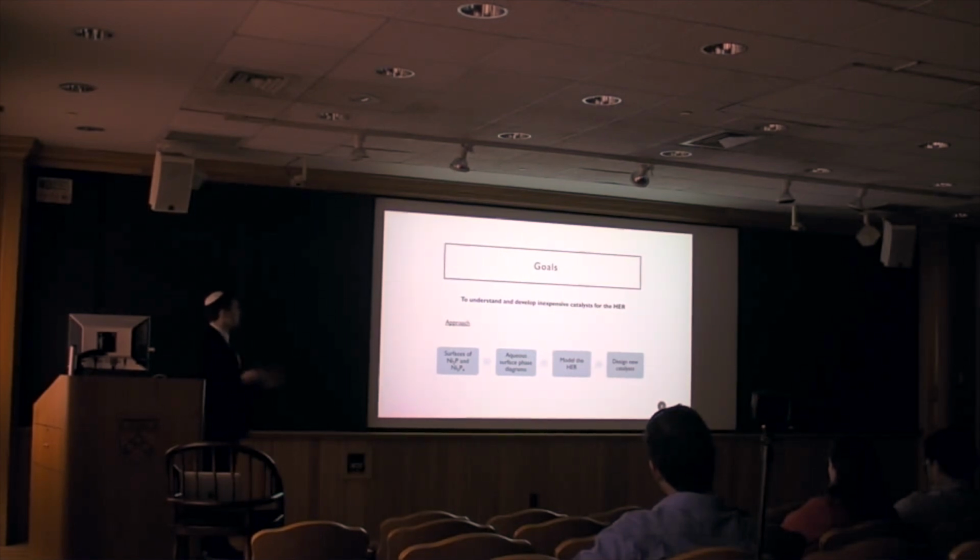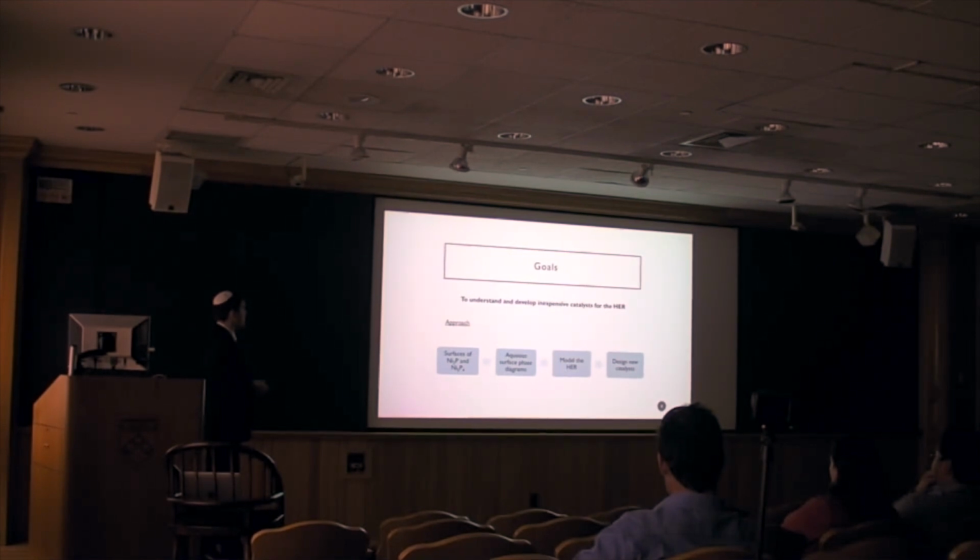So the goals of my talk today will be, more generally, to understand and develop more inexpensive catalysts for the hydrogen evolution reaction, and specifically we'll apply a paradigm towards studying the catalytic activity of nickel phosphides that is as follows. First, we'll elucidate what the surfaces of Ni2P and Ni5P4 are, because the surface is the key place where the chemistry will happen, and so we need to have an accurate model of the surface.